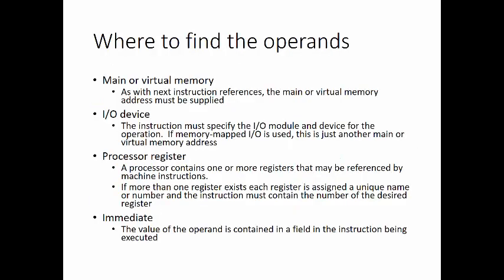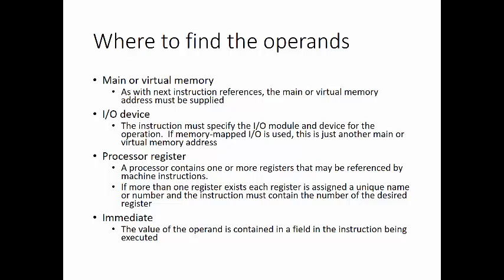So where do we find these operands? Well, there are four places where you can find them. In main or virtual memory. As with the next instruction references, the main or virtual memory address needs to be supplied. Basically, where do I find them in main memory? I need their address. They may be found in an I/O device if we're receiving input from a keyboard or from a mouse. The instruction must specify the I/O module and the device for the operation. If memory mapped I/O is used, this is just another main or virtual memory address.